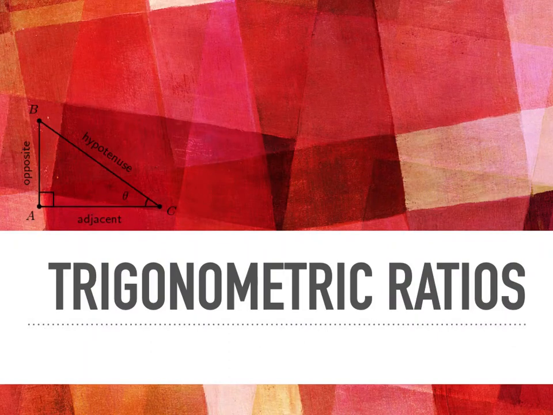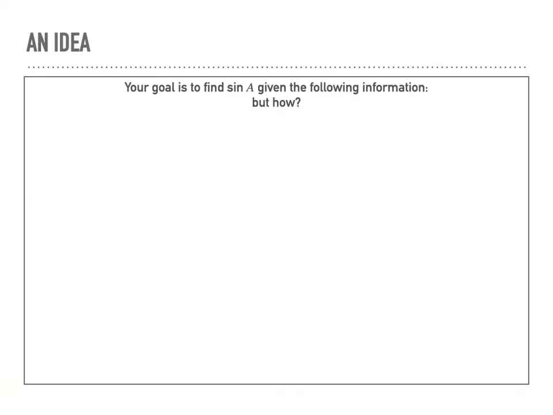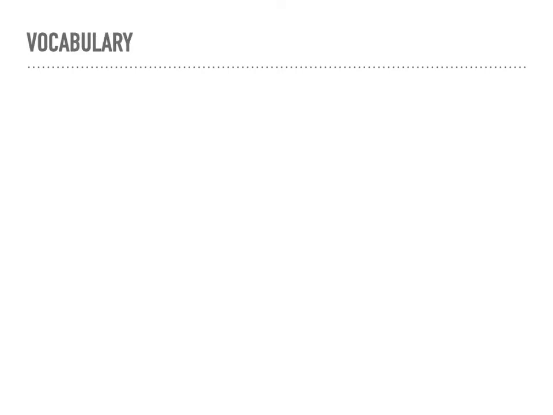Today we'll be discussing trigonometric ratios in the simplest form ever, which is a very important aspect in learning right triangles and geometry. Now as usual, let's start off with an idea. Your goal is to find sine A given the following information, but how will you do so? Well, first let's start off with some basic vocabulary.